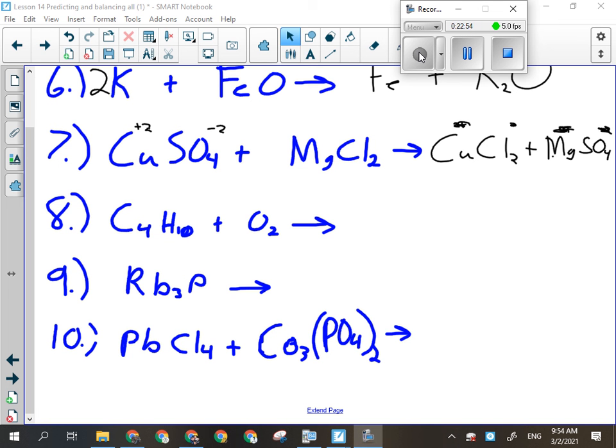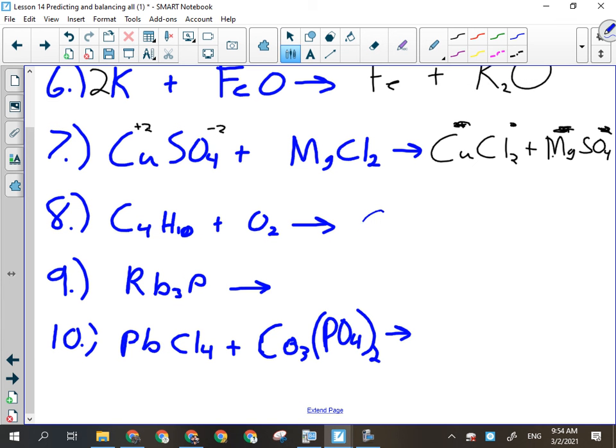Okay, so for number 8, I've got a compound that contains carbon and hydrogen, and it's reacting with oxygen. What kind of reaction is that? It's a combustion reaction, and the products of a combustion reaction are always the same. They are always carbon dioxide and water.